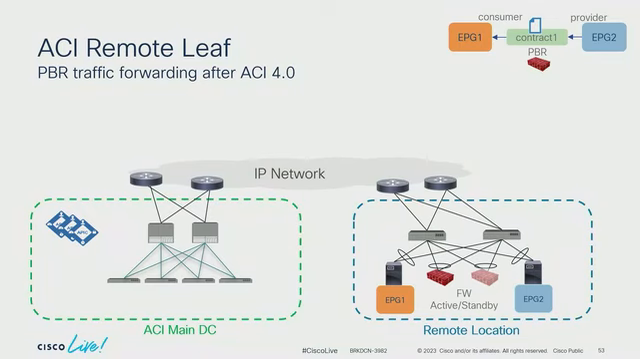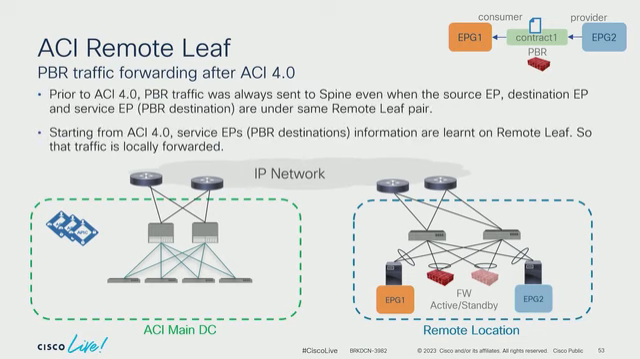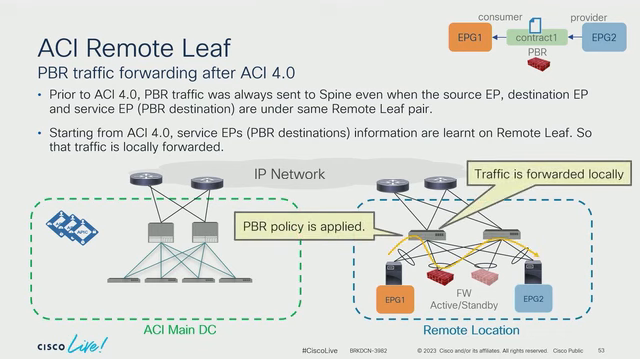Forwarding-wise, we have one unique behavior for remote leaf. Probably 30 or 40 minutes ago, I mentioned that it's always spine proxy for PBR. But that's not actually true for remote leaf after 4.0. Because if it's always spine proxy, traffic needs to go to the main location and come back. That's not efficient. We don't like it. So we enable PBR locally instead of using spine proxy, so that we can eliminate unnecessary traffic hairpinning between main and remote location.